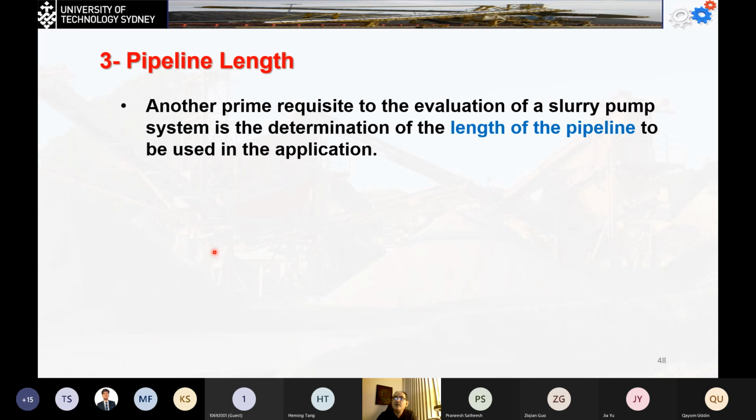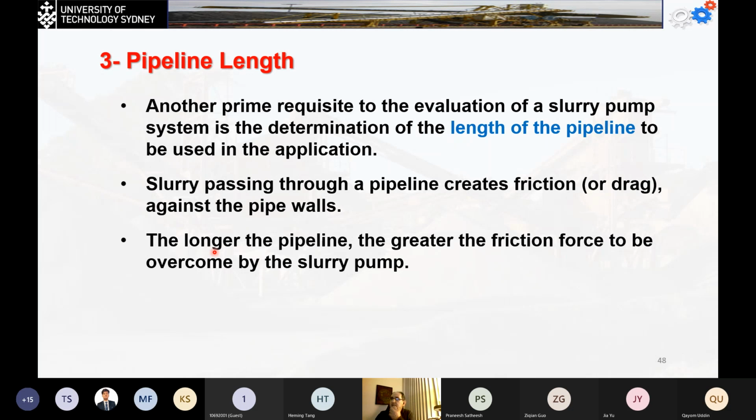The pipeline length is always going to be important in any fluid dynamic design, because a longer pipe is going to have more friction with the wall and the material, and thus we're going to have higher pressure loss, and thus we're going to need a bigger pump to work. So the longer the pipeline, the greater the friction force to be overcome by the pump, and then the pump will need to be larger.